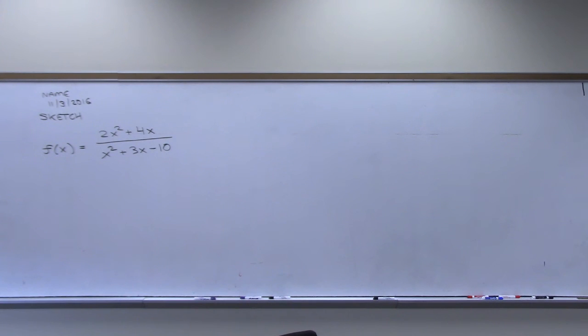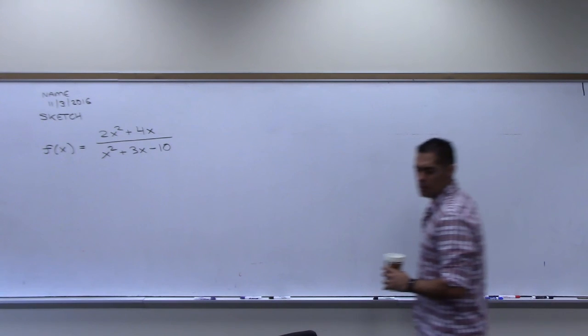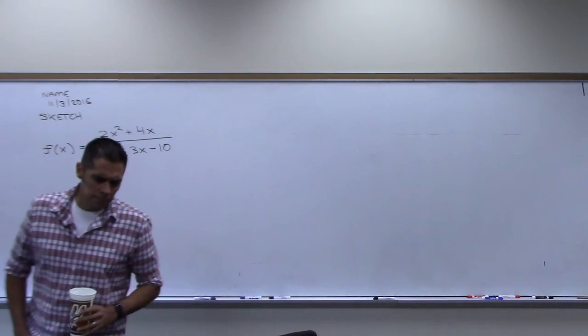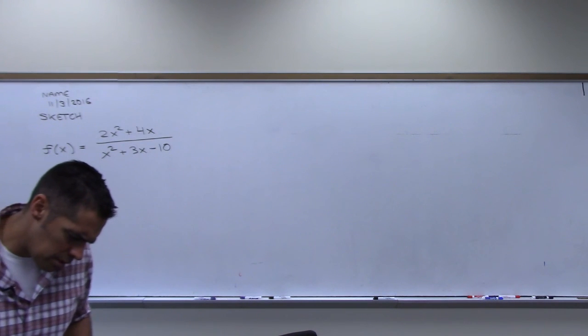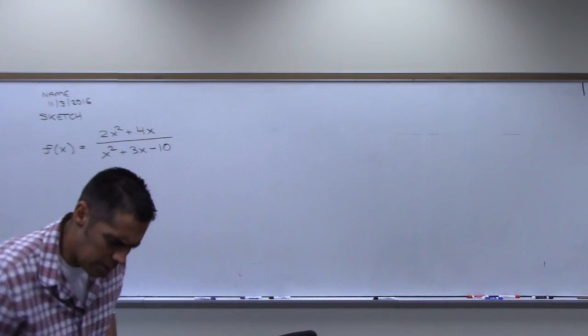Come back over here for a second. What did you have for your verticals? Negative 5, 2. Okay. Negative 5, 2. Yep. Vertical, horizontal is, look at that again.